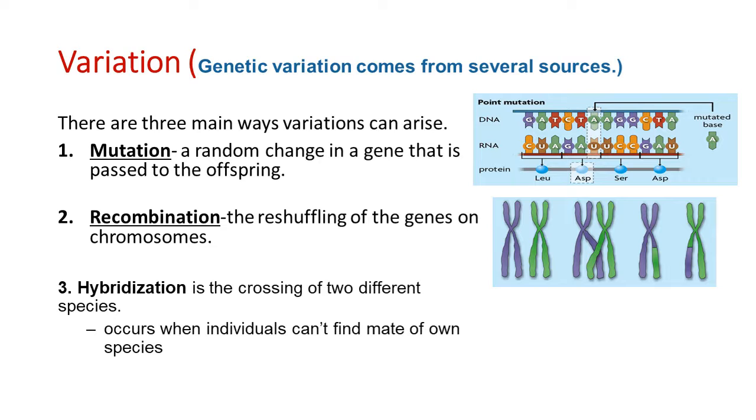Number three, hybridization. Hybridization is not recommended because it produces offspring that can't reproduce anymore. Hybridization occurs between two different species when individuals of different species can't find mates of their own species. For example, a horse crosses with a donkey. This crossing produces offspring that can't reproduce anymore.